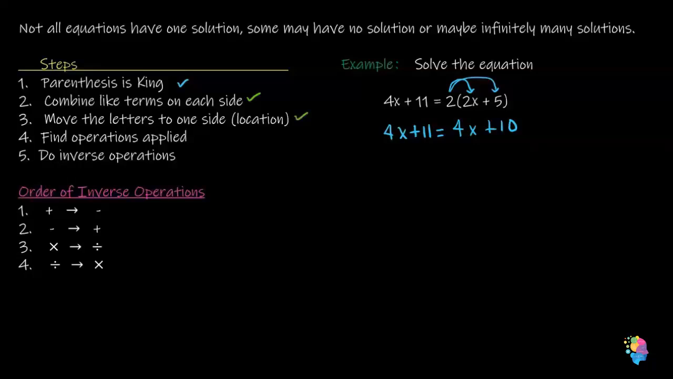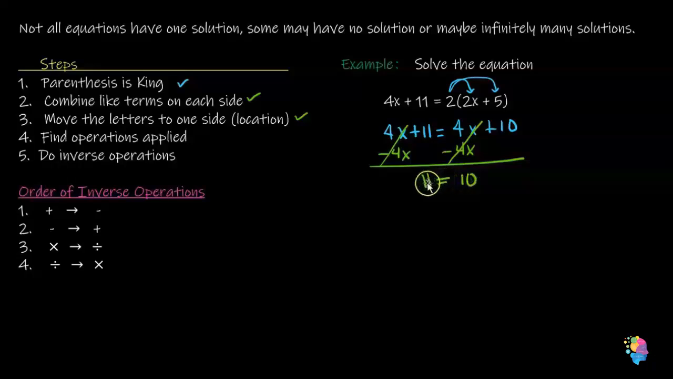So on the right side, I have a positive 4x. So I'm going to subtract 4x minus 4x. From left to right, this is going to go to 0. 0 plus 11 is just 11. Don't lose the equal sign. On the right side, 4 minus 4, this also goes to 0. So 0 plus 10 is just 10.